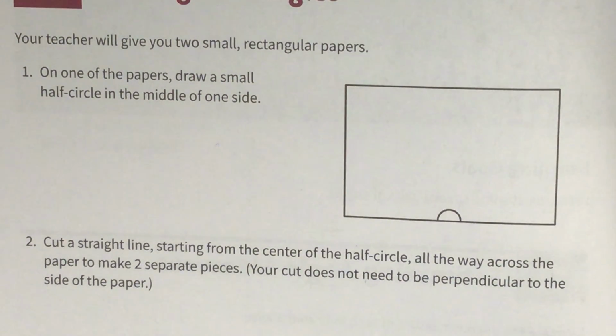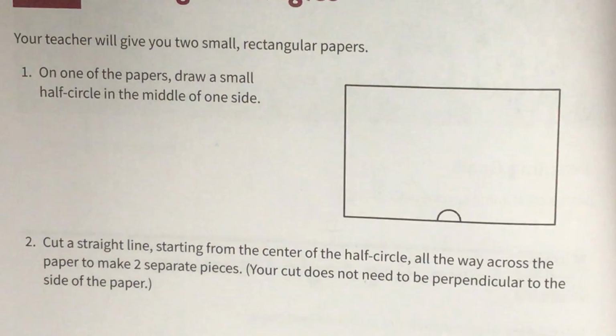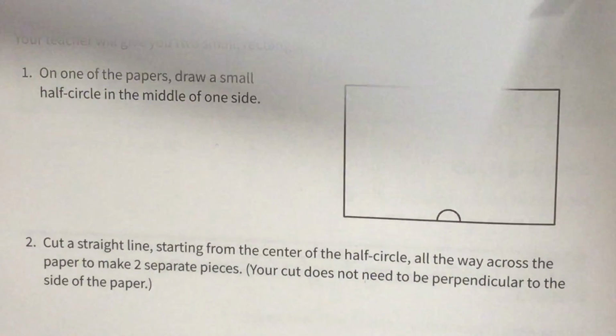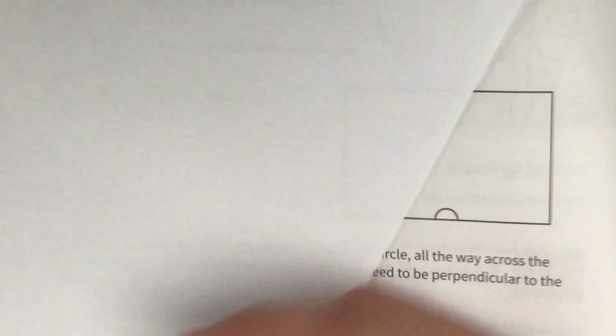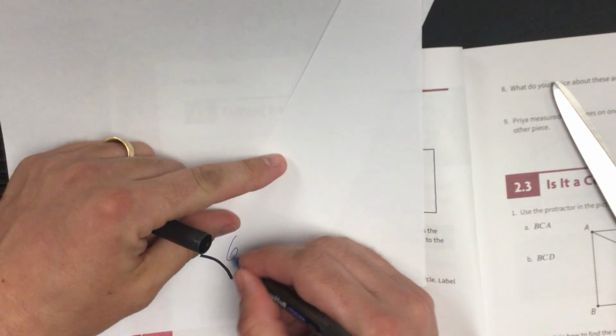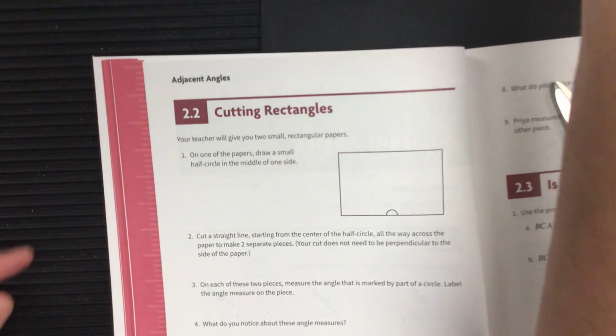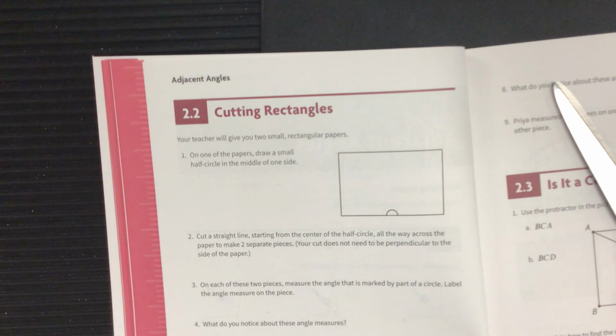On each of the two pieces, measure the angle that is marked by a point. Okay, so we did that. We should measure the angle. We said this one was 120 degrees, and this one was 60 degrees. Can we fill this out? Yeah, kind of as we're going here, that's fine. You can draw where we cut on that little sketch that they have drawn there.